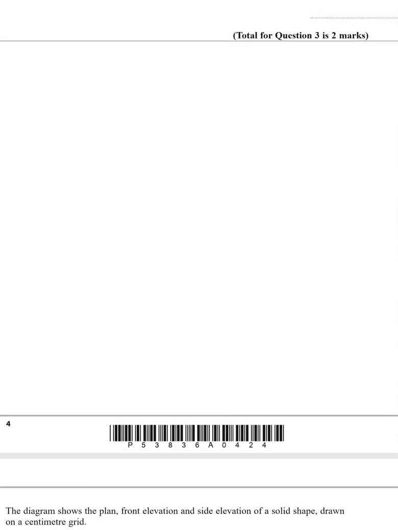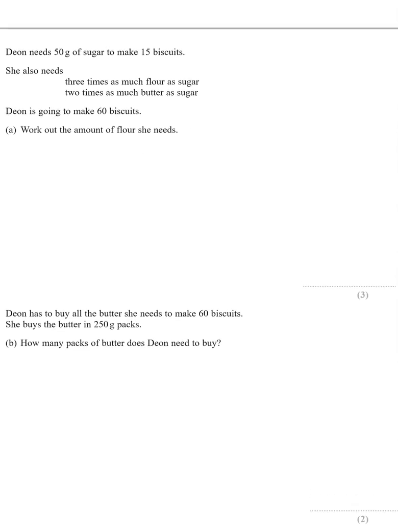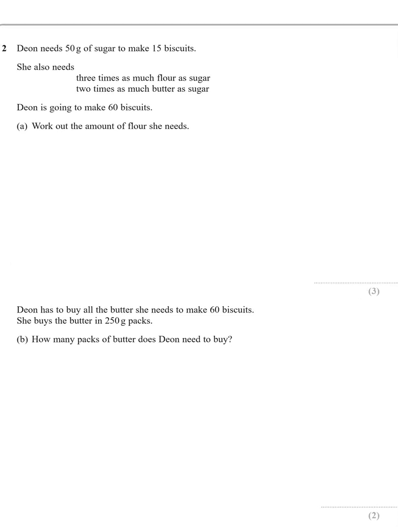So, question 2. Right, it would help if we could actually see the question numbers, wouldn't it? There we go. So, question 2. Dion needs 50 grams of sugar to make 15 biscuits. He also needs 3 times as much flour as sugar, so he needs 150 grams of flour, twice as much butter as sugar. So he needs 100 grams of butter. He's going to make 60 biscuits. Work out the amount of flour she needs.